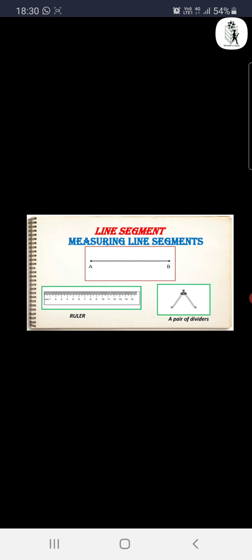You all must have got this scale in your geometry box which measures 15 centimeters. A long ruler will measure 30 centimeters and this is 15 centimeters. The next one you can see is a pair of dividers. We are also going to learn how to use a pair of dividers. First, let us learn the use of a ruler. How to use a ruler.